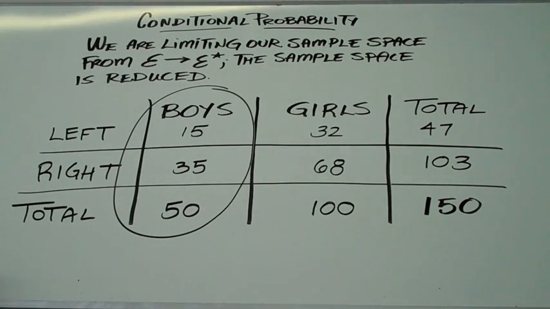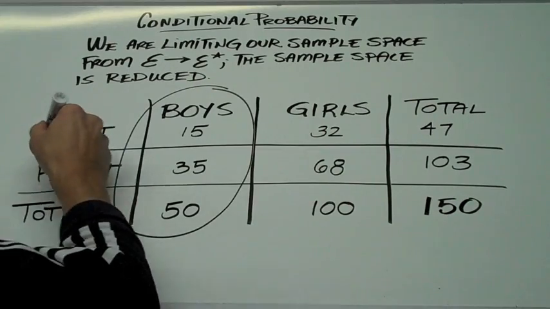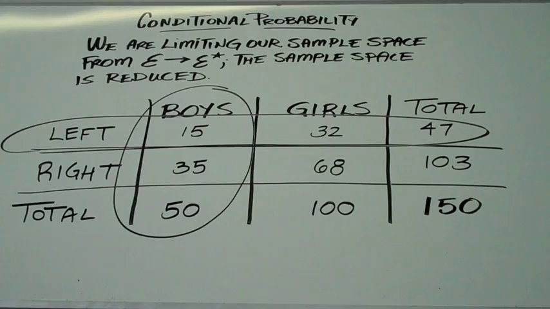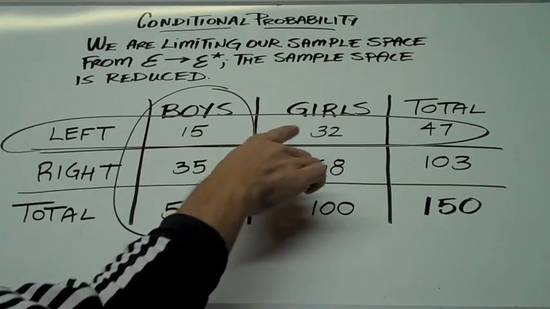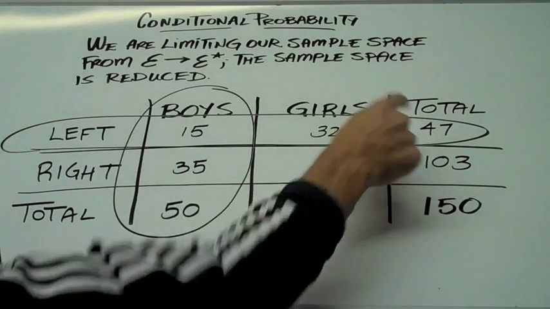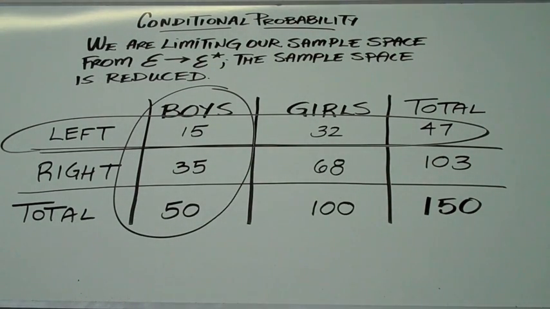Or if I say of the left-handers, then we're talking about this sample space. What's the probability of being a girl, given that you're left-handed? Well, then our sample space becomes all left-handers, and the probability of being a girl, given that we're talking about lefties, is 32 out of 47. When we take conditional probability, the key is we are limiting the sample space. We're reducing the sample space.